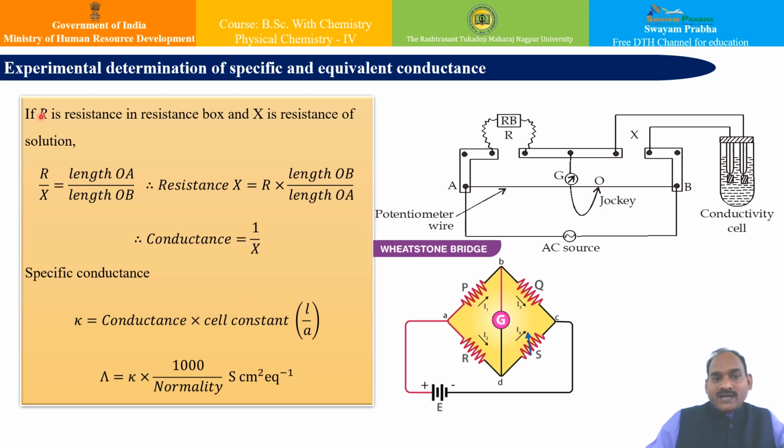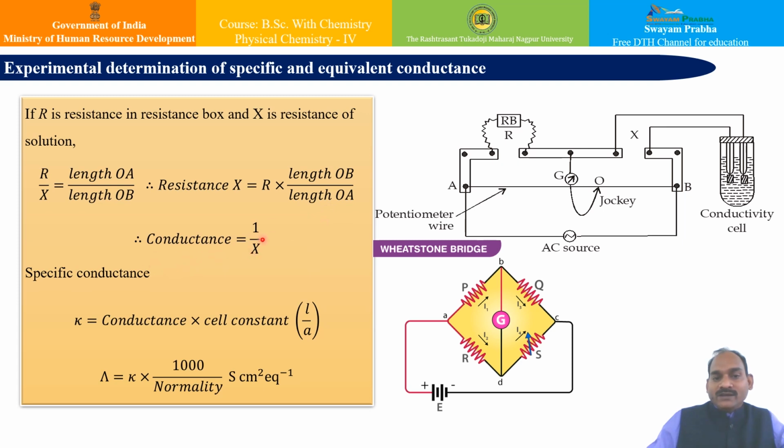Now if R is the known resistance box and X is the resistance of the solution at this terminal, you can see over here. If I take the ratio of R upon X, I get length OA upon length OB, isn't it? So the resistance X is equal to resistance R into length OB upon length OA.